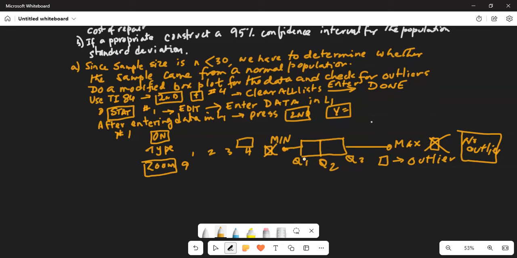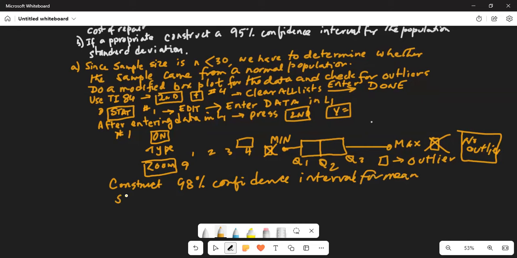Then we will construct a 98% confidence interval for the mean cost of repair. How do I do that? Of course, I will use a calculator.